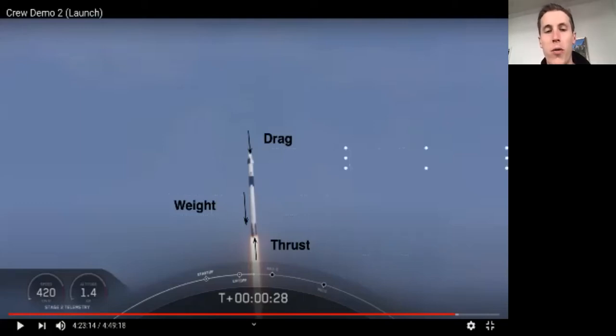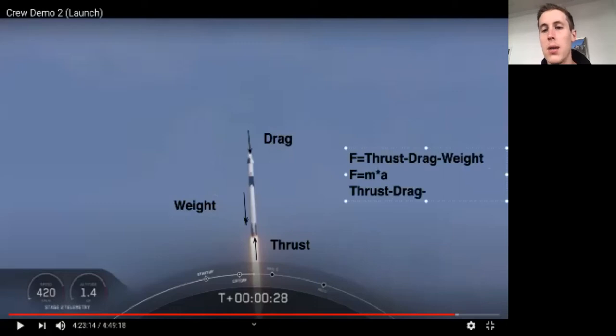Well, the sum of the forces would be the thrust minus the 2 negative forces, the drag and the weight. So F equals thrust minus drag minus weight, and F equals mass times acceleration. So thrust minus drag minus weight equals mass times acceleration.